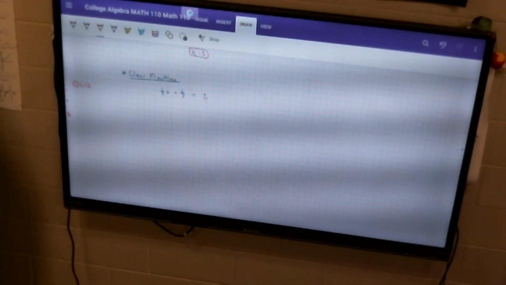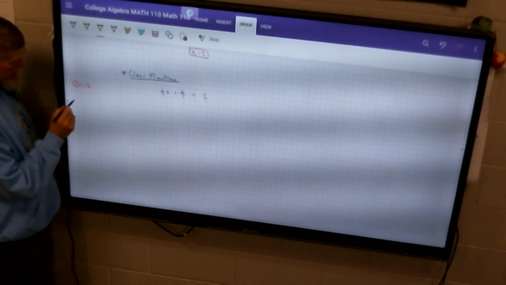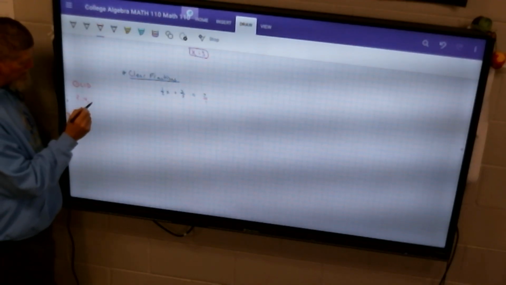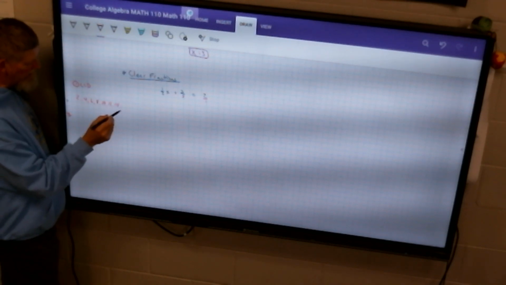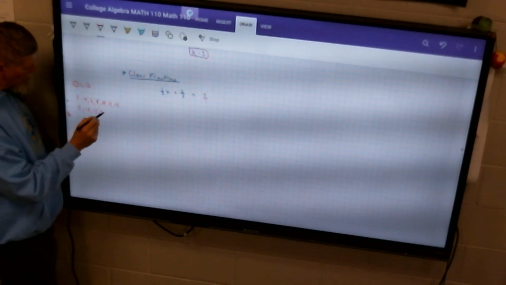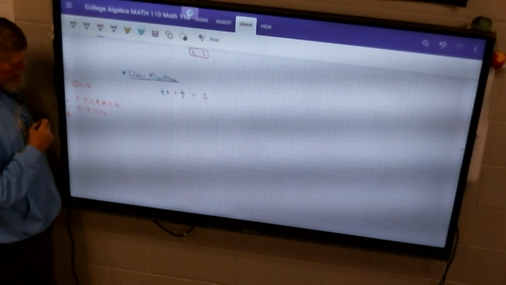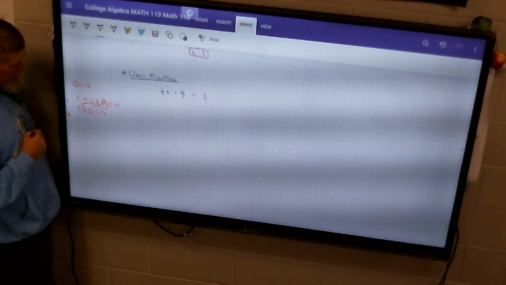That's the least common multiple, which is... So I look at the multiples, and I'm like, okay, 2, 4, 6, 8, 10, 12, 14. And I take the other one, 5, 10, 15, 20. And I find the lowest one that they have in common. So in this case, they both have a 10 in common. Okay? So that's my least common denominator. So I find my least common denominator.